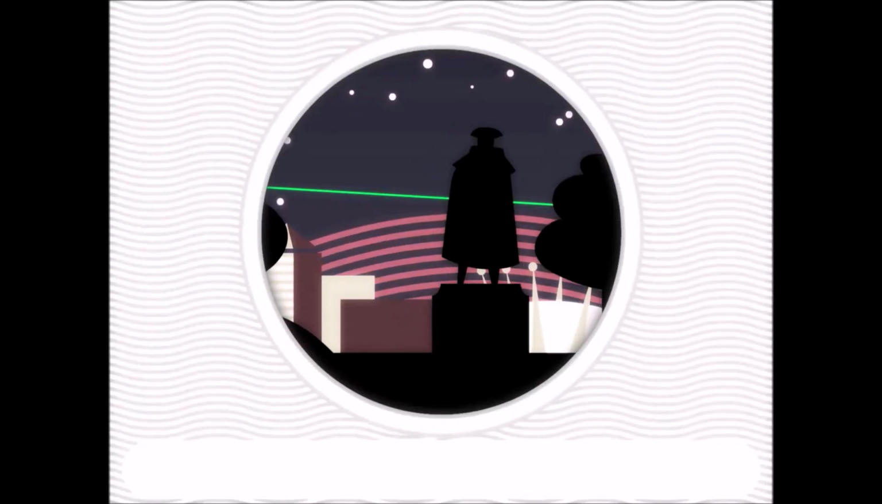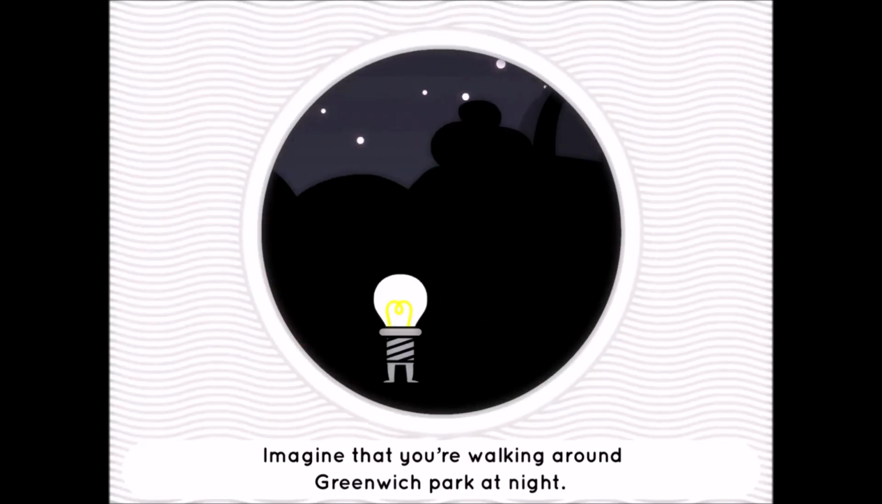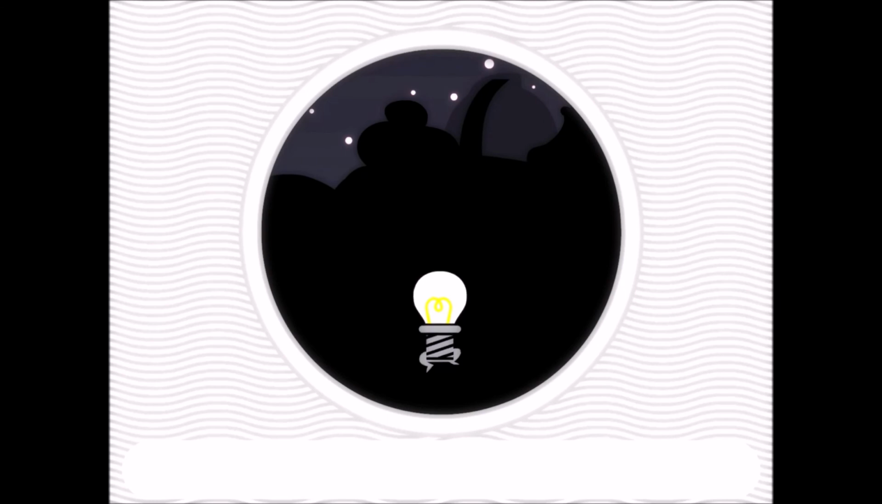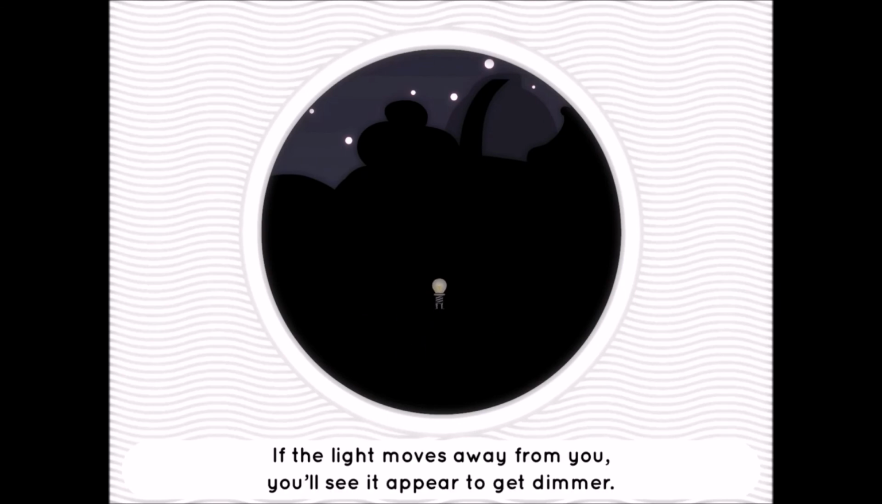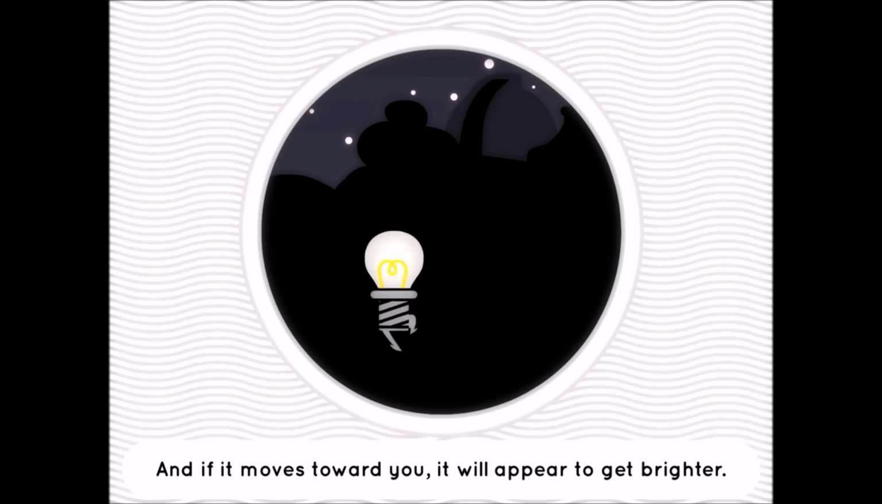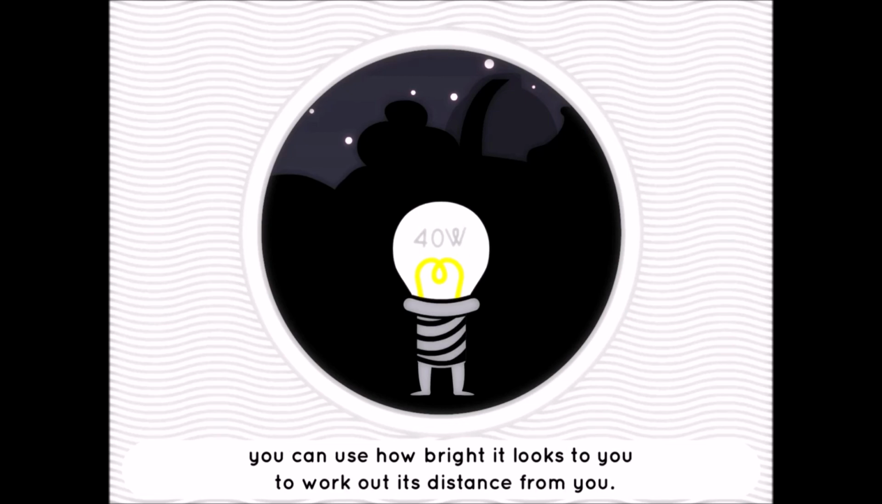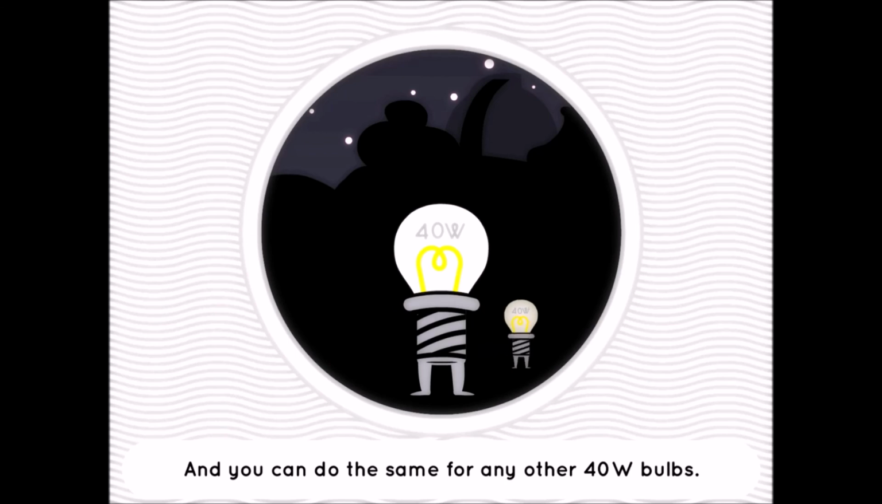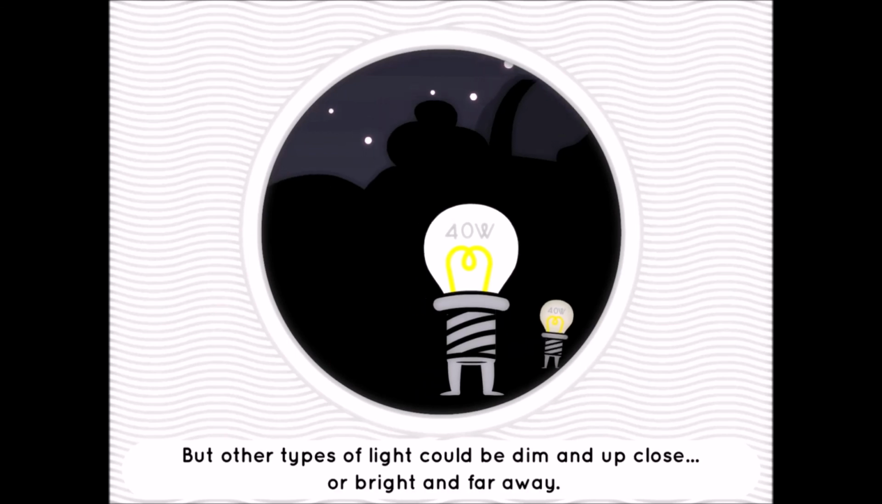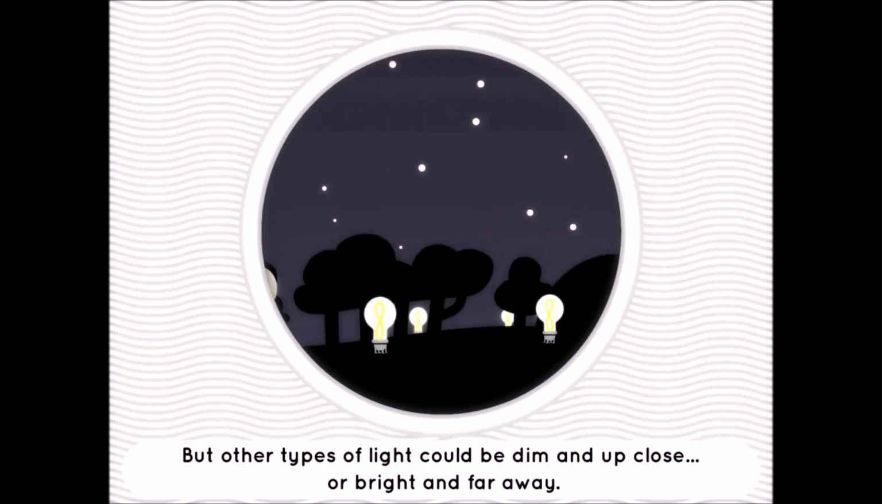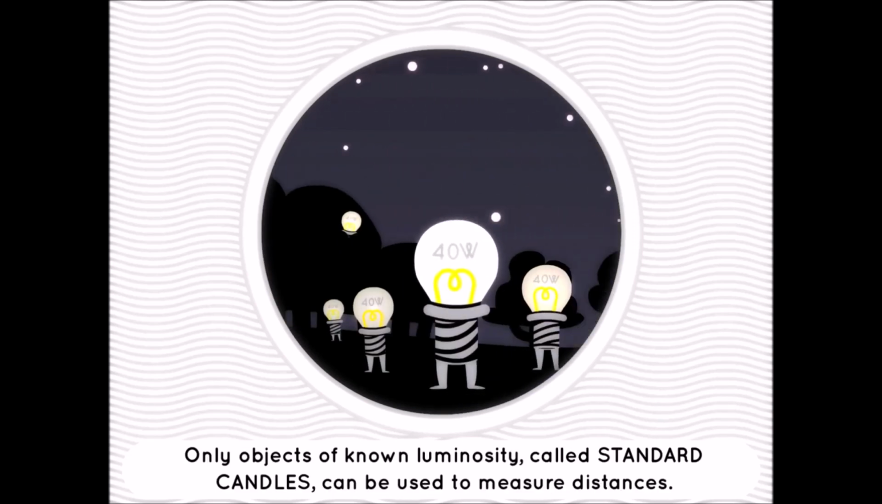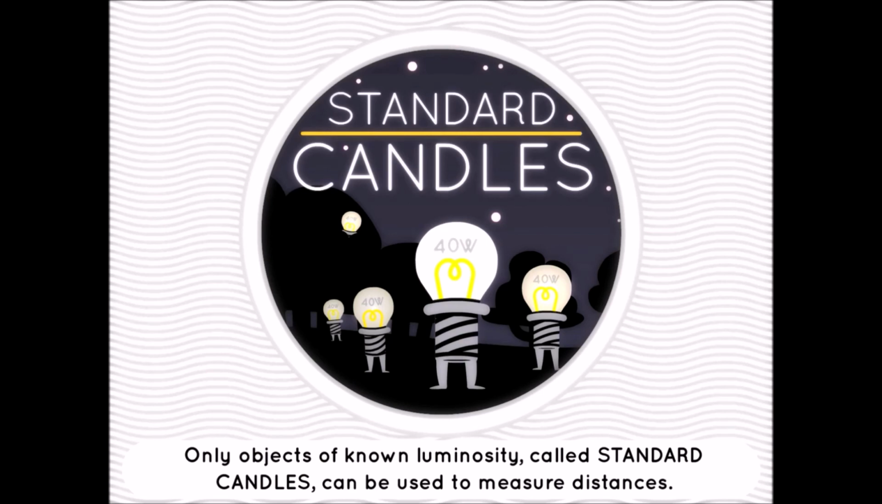Imagine that you're walking around Greenwich Park at night, and you see a light. If the light moves away from you, you'll see it appear to get dimmer, and if it moves towards you, it will appear to get brighter. If you know exactly how luminous the light is, say it's a 40-watt bulb, you can use how bright it looks to you to work out its distance from you. And you can do the same for any other 40-watt bulbs. But other types of light could either be dim and up close, or bright and far away. Only objects of known luminosity, called standard candles, can be used to measure distances.